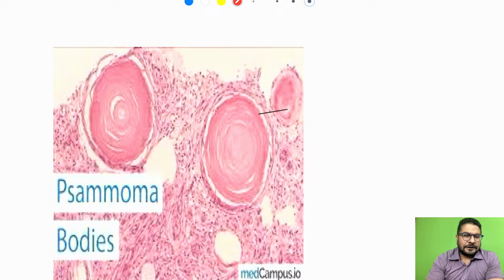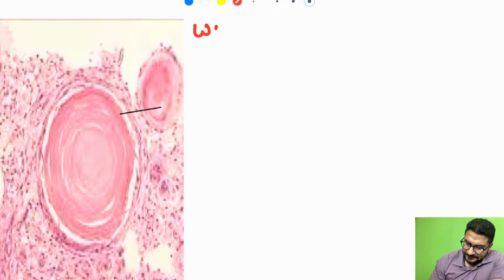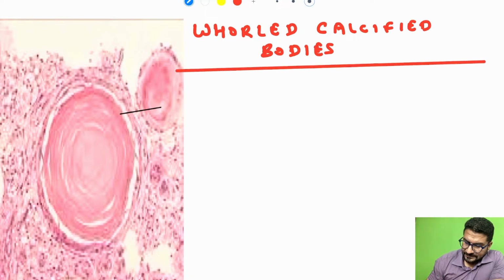Sometimes because of calcium accumulation, you can see these bodies that we call psammoma bodies. Now understand this, this is an examiner's favorite topic. These are nothing but rolled calcified bodies. And where do we see these bodies? You can remember this by a mnemonic, MOST.